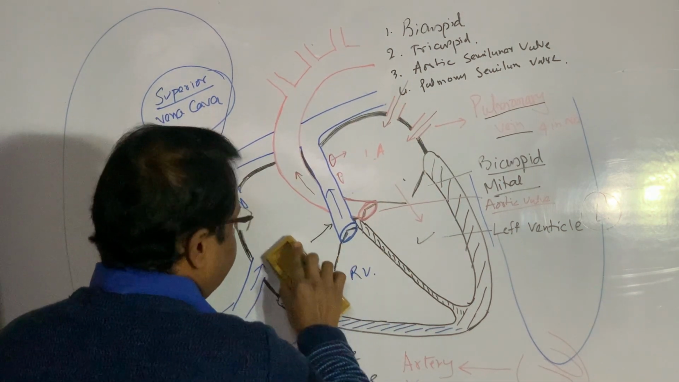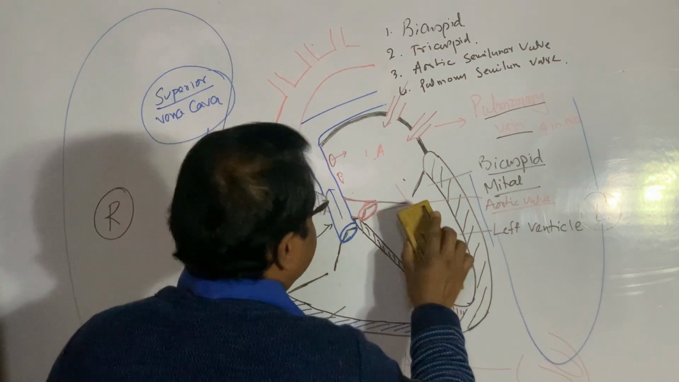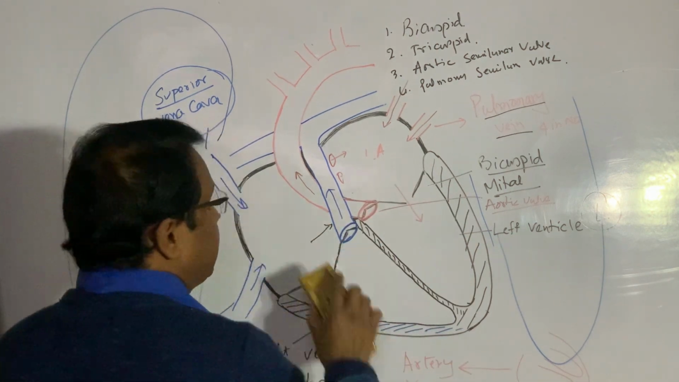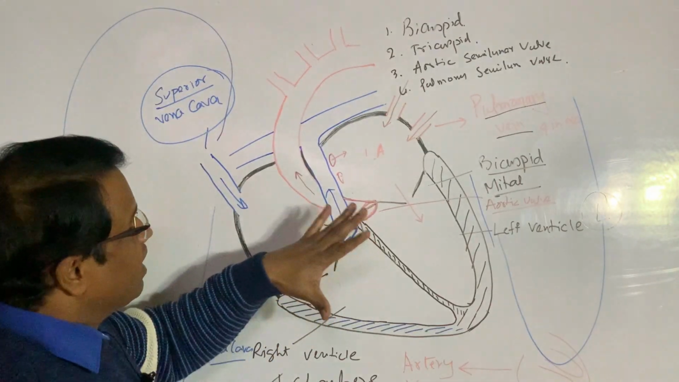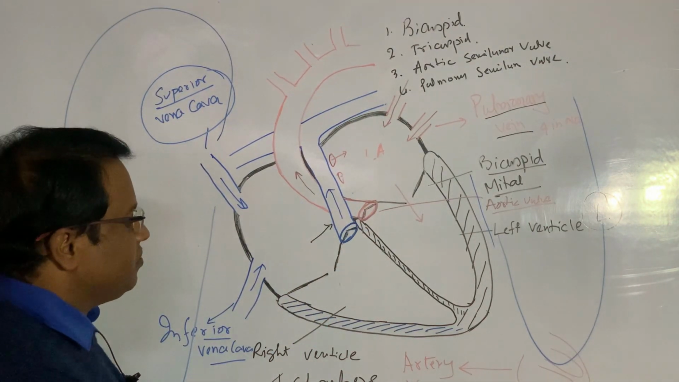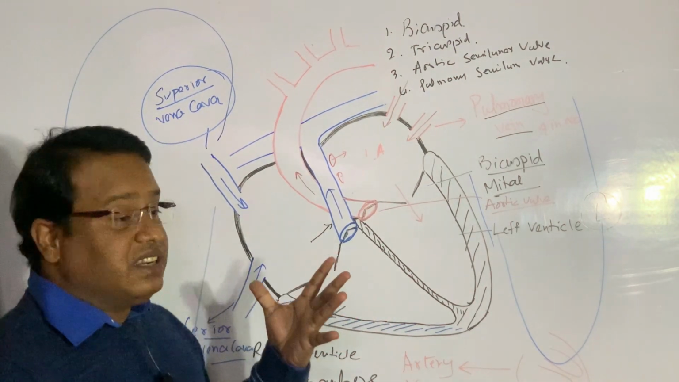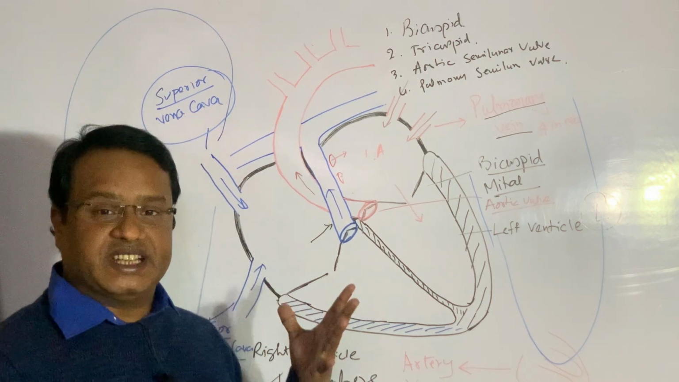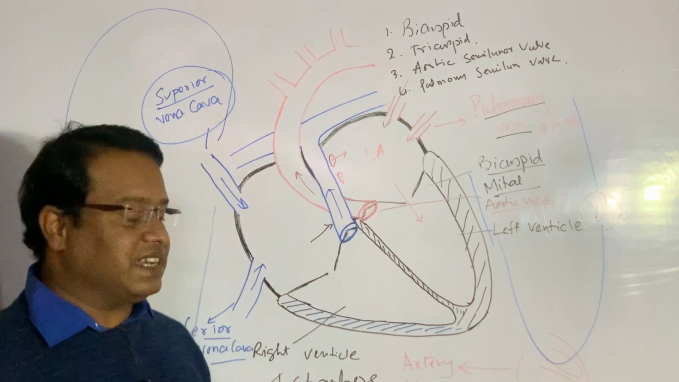Now I am going to explain the cardiac cycle, because its main function is pumping of blood, and pumping of blood is completed by one cardiac cycle. In this way, the heart beats 60 to 100 times in a minute, just in 60 seconds.